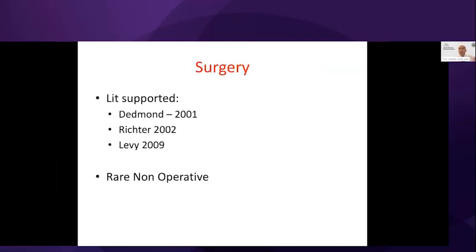Now, surgery is the way to go. Most of the literature supports surgery. No one does non-operative management in multi-ligament knee injuries. The old teaching of doing it in a cast or a splint, we don't do that. If you suspect it, you must do your MRI. If it's confirmed, then you must plan for the surgery.